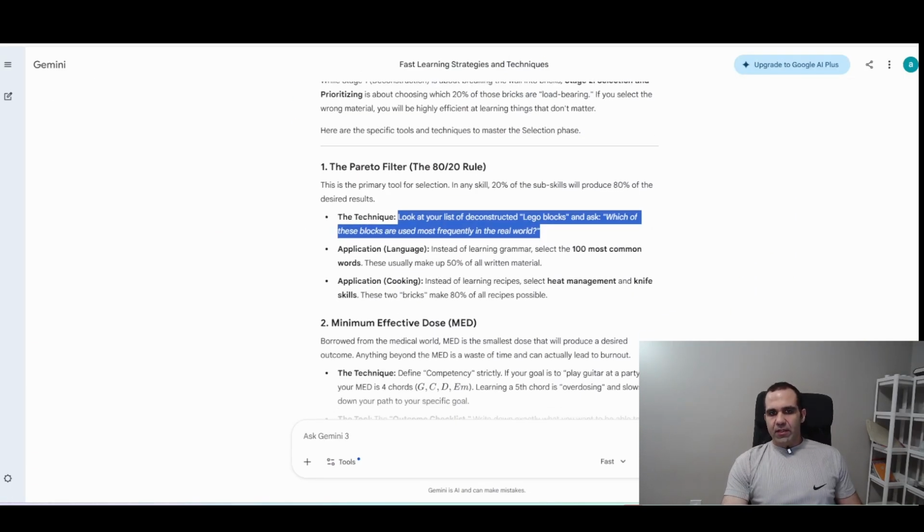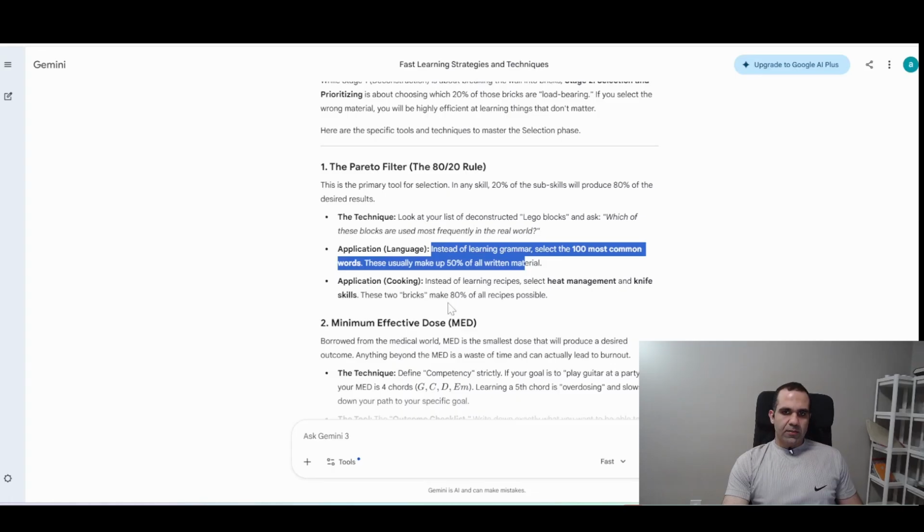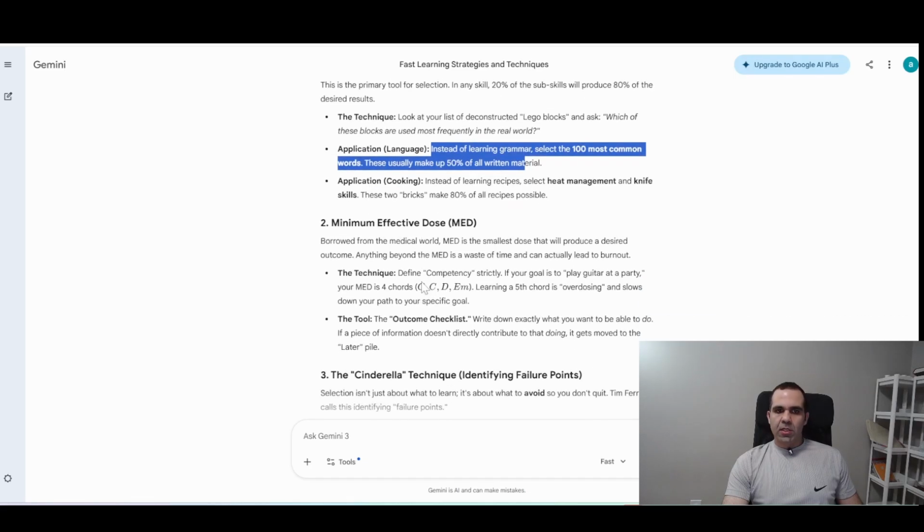Application, language: instead of learning grammar, select the 1000 most common words. Application, cooking: instead of learning recipes, select heat management and knife skills. Minimum effective dose, MED, borrowed from the medical world. MED is the smallest dose that will produce a desired outcome. Anything beyond the MED is a waste of time and can actually lead to burnout.